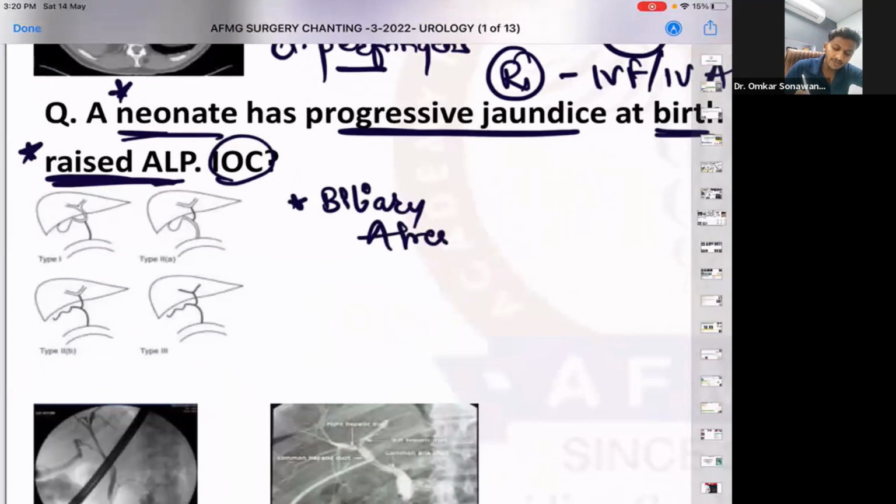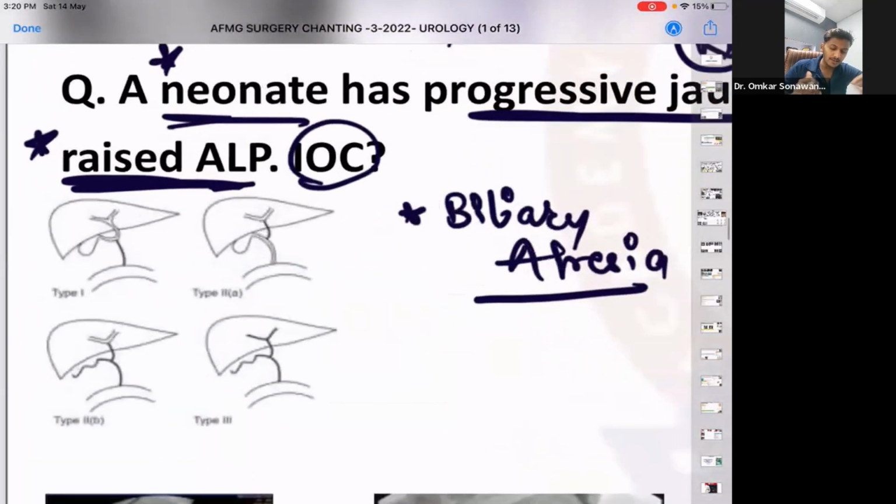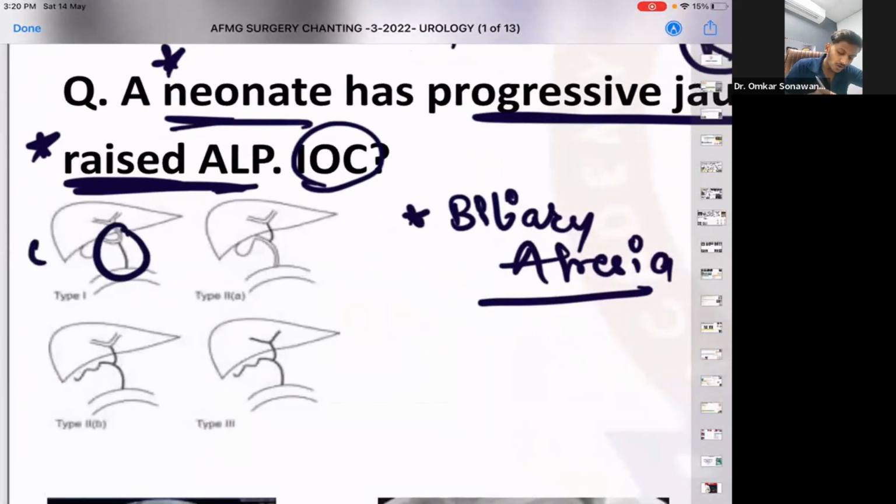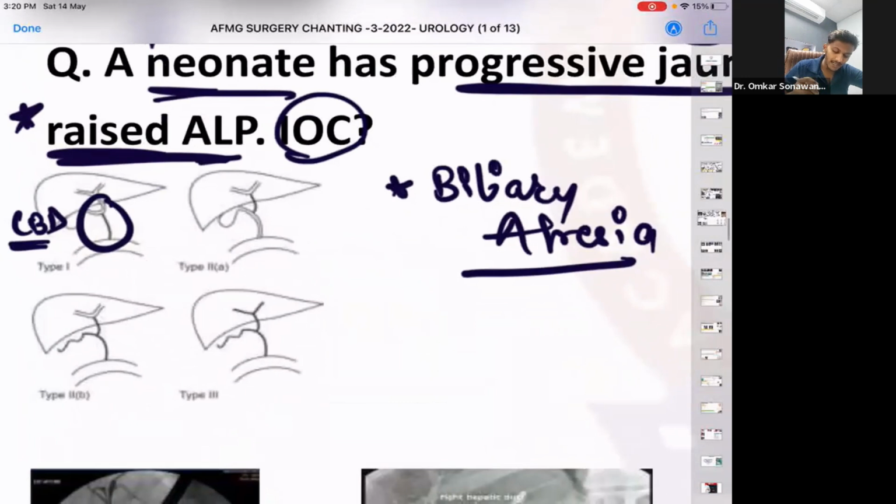And what is the investigation of choice for biliary atresia? Tell me. Biliary atresia, as the name makes evident, means the bile ducts or the biliary tree are not properly formed. So here you can see, in type 1 biliary atresia, the common bile duct, the CBD, is not formed.